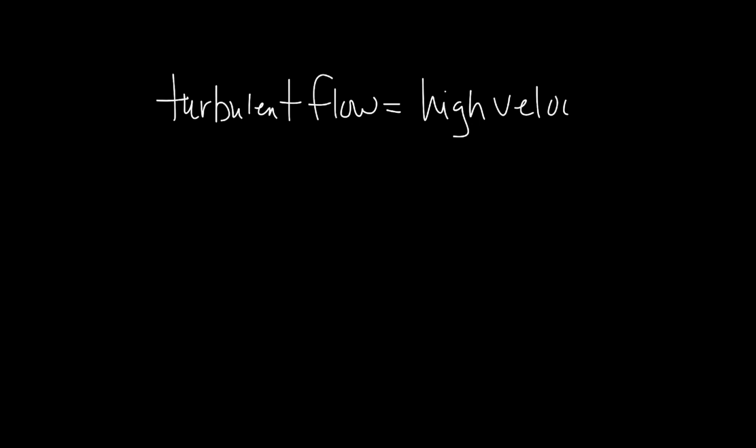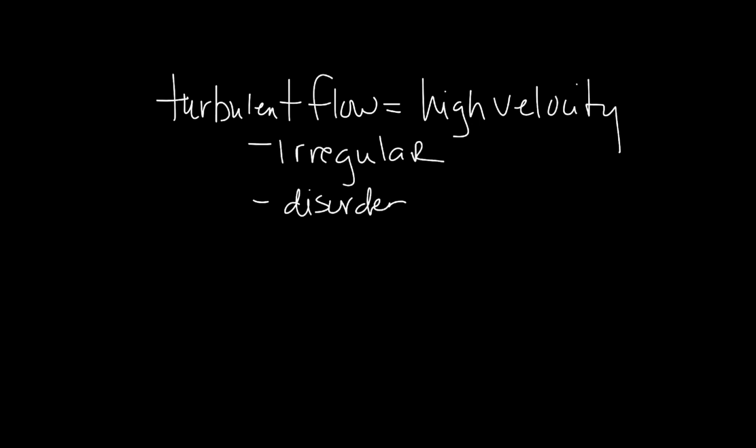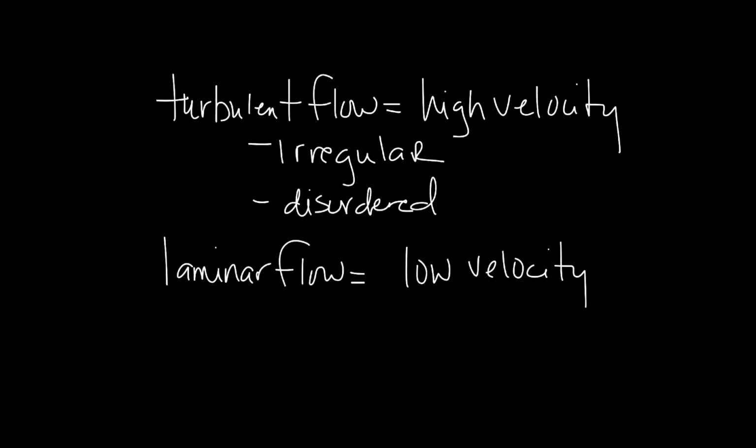The definition of turbulent flow is a high velocity, irregular fluctuation, and highly disordered group of molecules. The definition of laminar flow is low velocity, regular fluctuation, and highly ordered group of molecules.